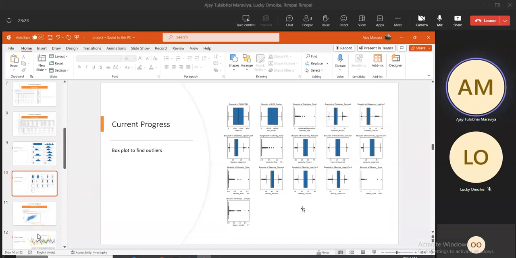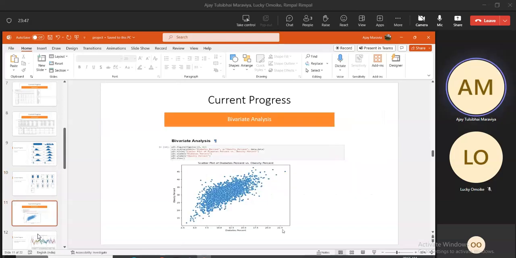After doing bivariate, we performed the multivariate analysis. Here we performed the pair plot, in which we compared every single column with each other. So here we can see each of the graphs, and then we performed the heat map to see the relation between these columns. Here we can see some of the values, some are negative and some are positive. Positive means they are highly related to each other, and if it is negative, they are opposite to each other.